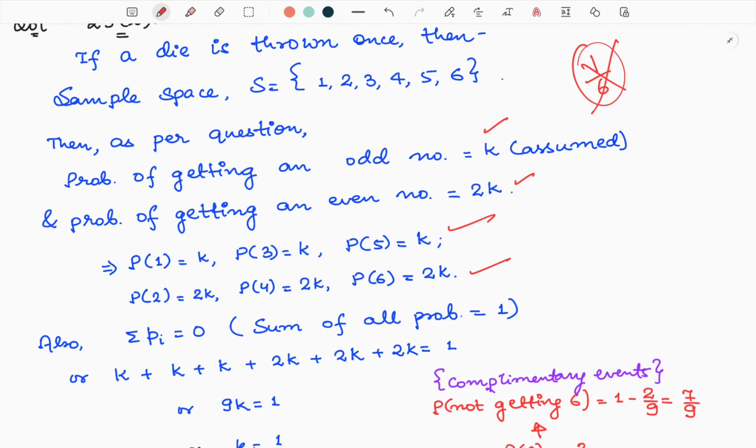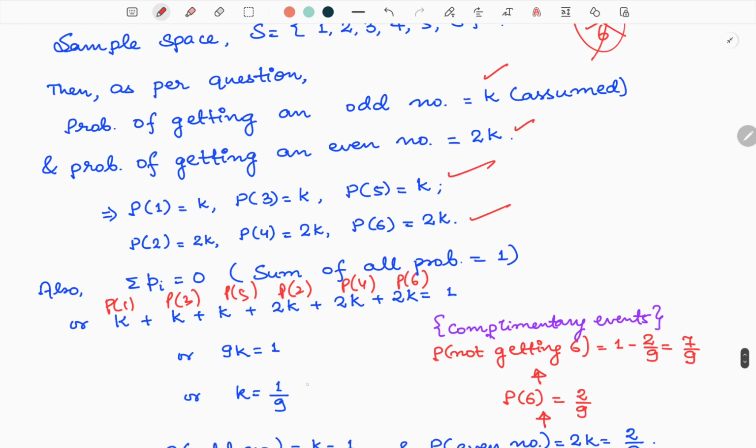So if you add k plus k plus k, this is the probability of 1, this is the probability of 3, this is the probability of 5, this is the probability of 2, this is the probability of 4, this is the probability of 6. If you add all these probabilities, you will get 9k, and this should be equal to 1, then k becomes 1 by 9. Now when k becomes 1 by 9, then the probability of getting a 6 will become what?